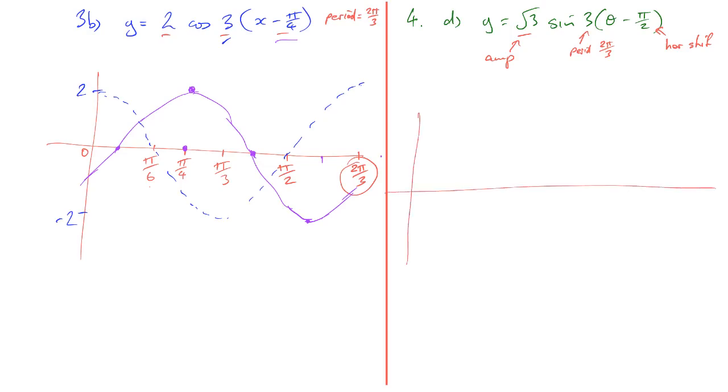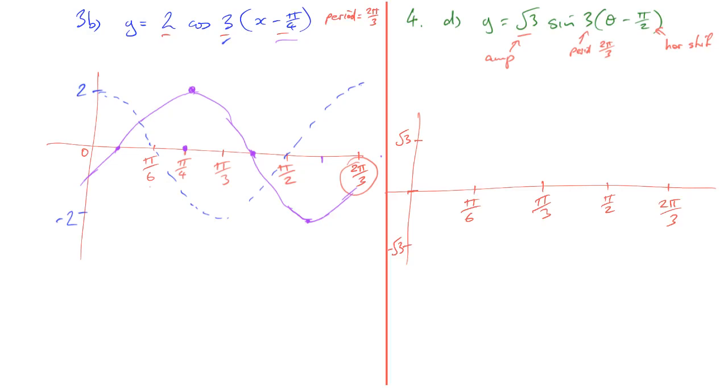So let's have a look. We have no vertical shift, so I don't need to worry about moving the middle line. We have an amplitude of √3, so it goes up to √3, down to negative √3. The period is 2 pi on 3. Now I'm not saying it's cheating, I'm just going to use the values that I worked out in the previous one. Pi on 3, pi on 2, and pi on 6.